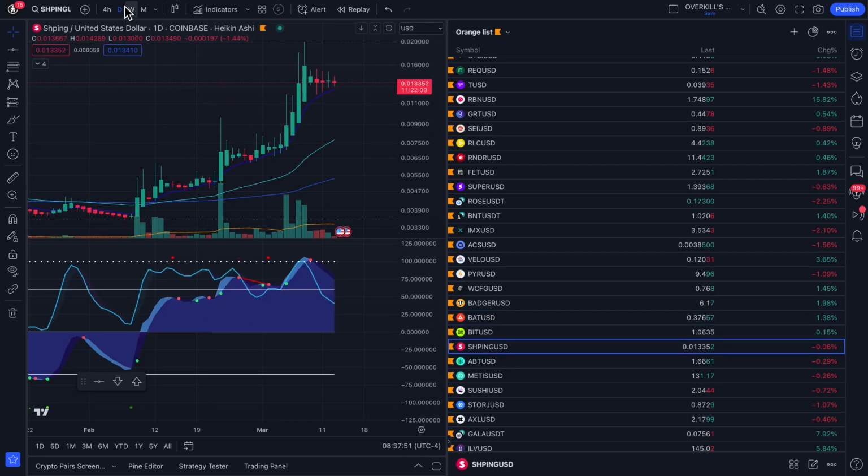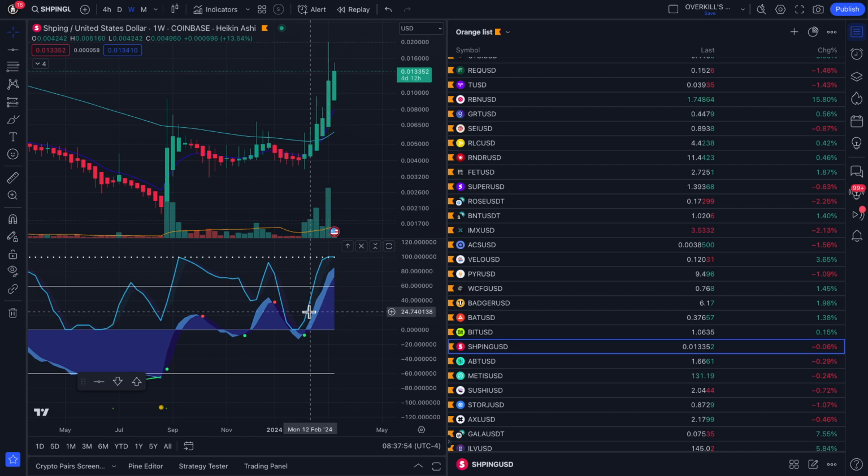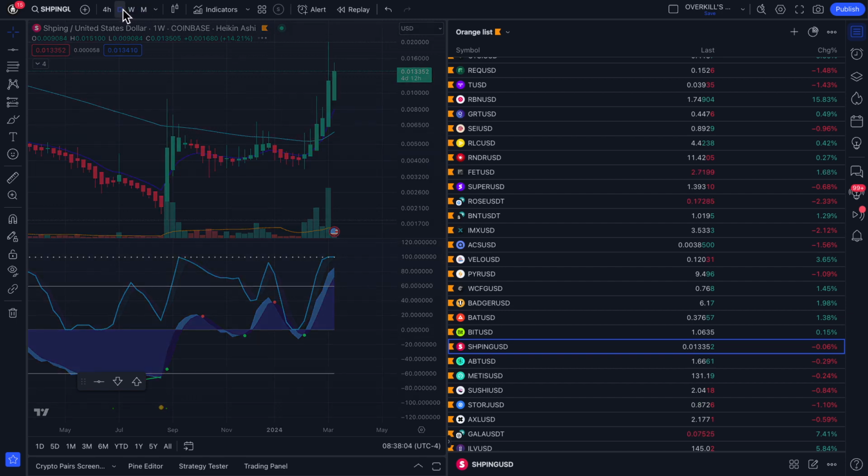What else we got here? Shipping. Shipping's doing the Ripski here. I'd be taking profits. Nice trade off that candle. Again, the stochastic was down here. That's where we're looking to buy. There's your doji. Rip. Rinse and repeat.